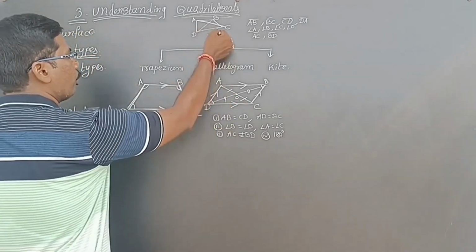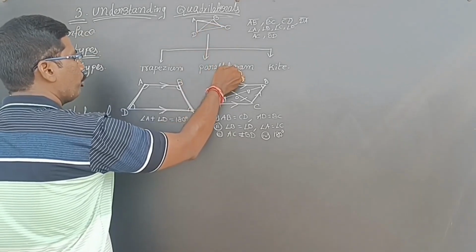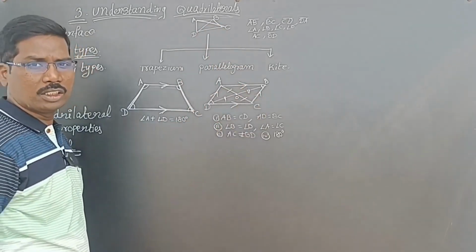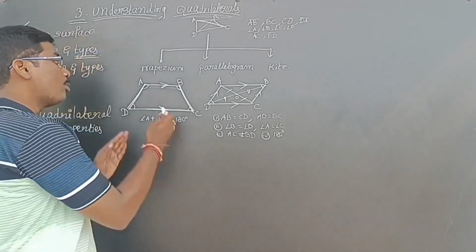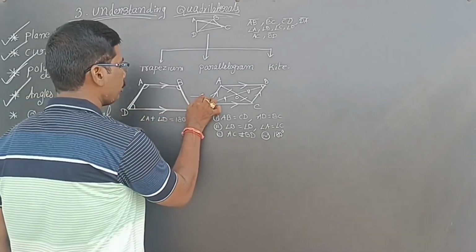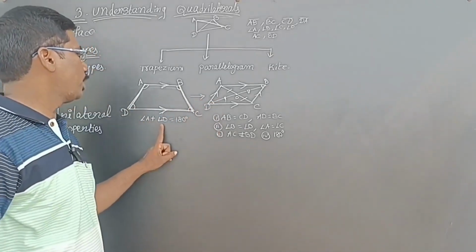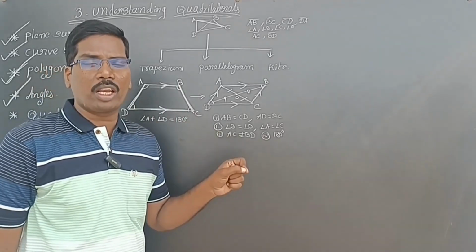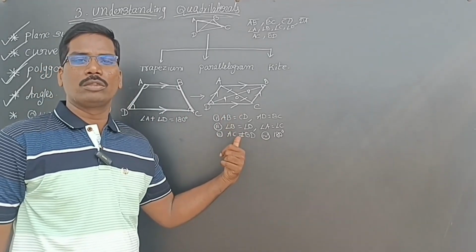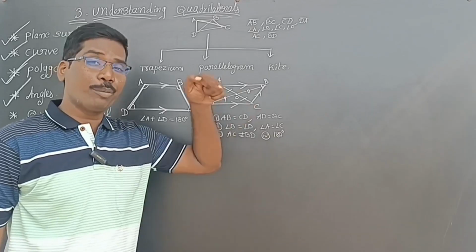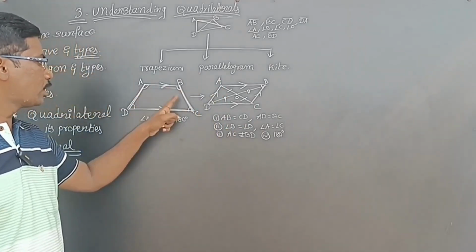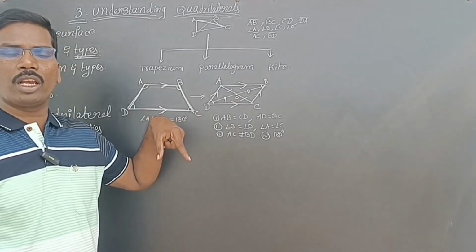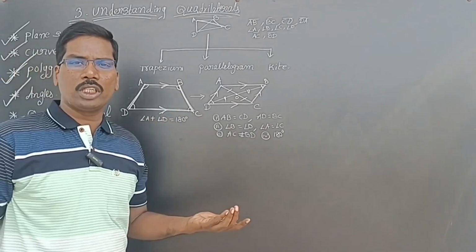From quadrilateral we are defining parallelogram. If two pairs of opposite sides are parallel, then that is called a parallelogram. From trapezium also we can define. In a trapezium, if the non-parallel sides are parallel, then that is called a parallelogram.